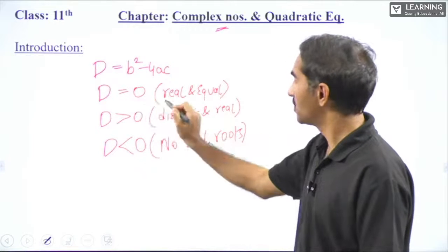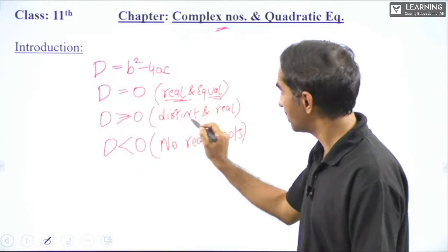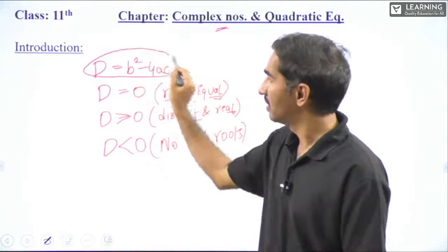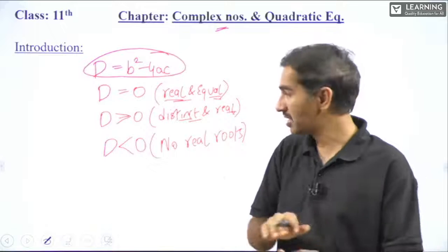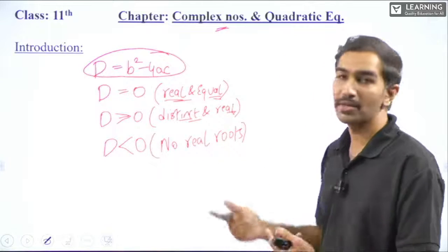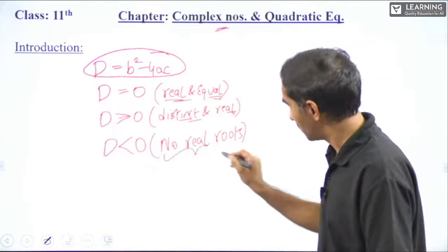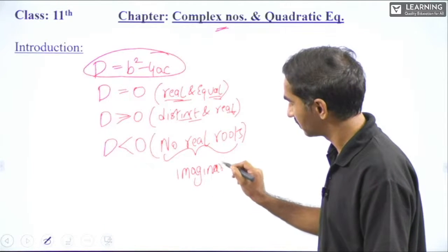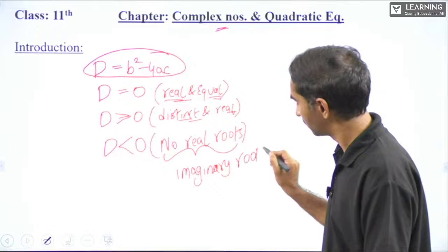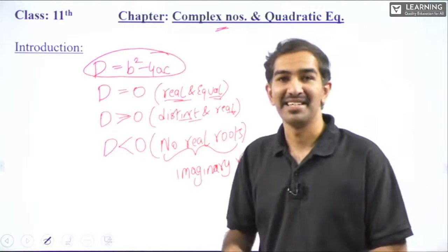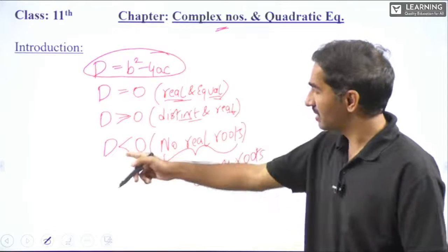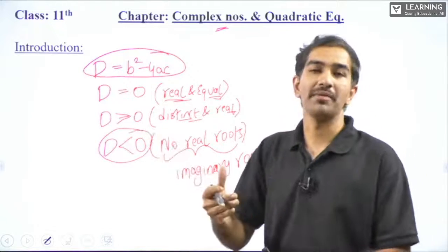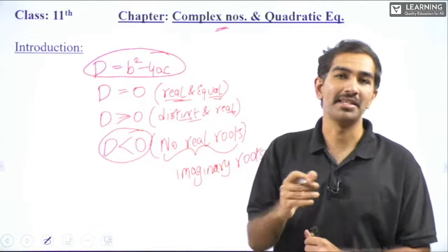Understanding? Equal to 0, real and equal. Greater than 0, distinct and real. Now when it is lesser than 0, what is D? Discriminant. When the discriminant is lesser than 0, what is happening? We are writing there are no real roots, which also means there are imaginary roots. Understanding? So imaginary roots. So this type of quadratic equation which is having discriminant lesser than 0, which type of roots will they have? They will be having imaginary roots.